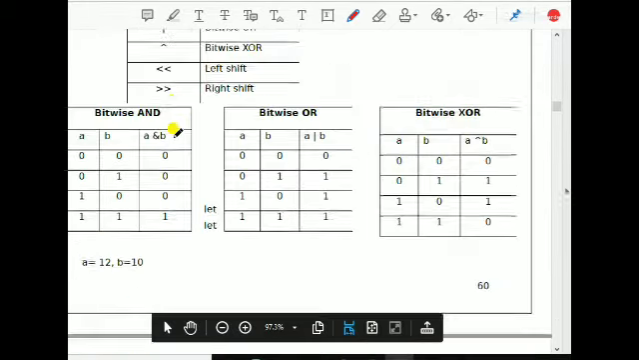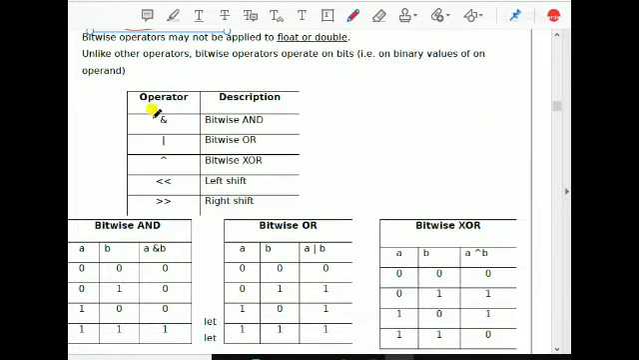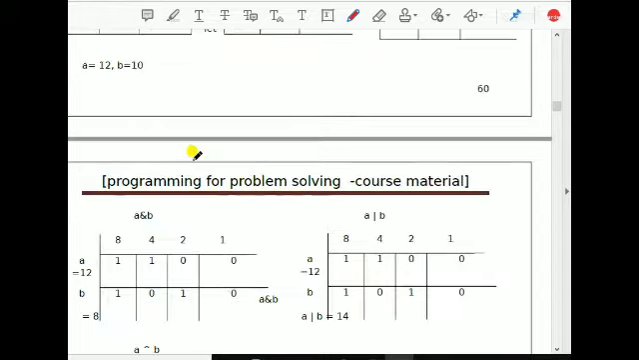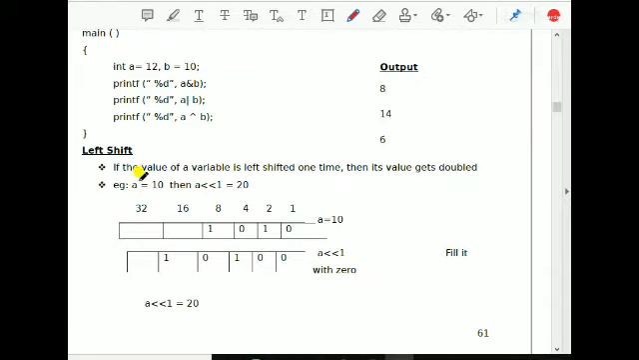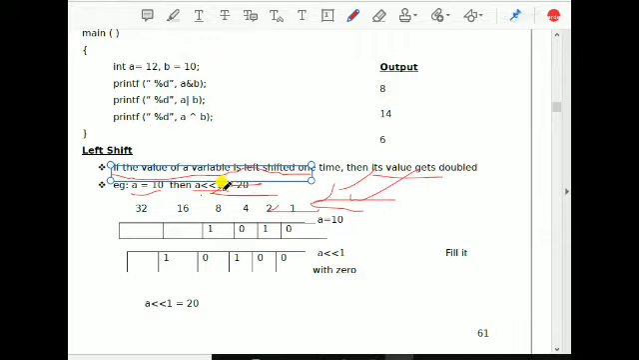See here, don't go for the program, just write what a bitwise operator is and write the types of bitwise operator: and, or, not, left shift, right shift. Left shift means if the value of a variable is left shifted one time, then its value gets doubled. If you shift one time, it will increase to double. See here, if a is equal to 10 and we shift left, this side only, just remember the arrow mark, because it is going left side, it will increase to double. So 10 doubled means 20.